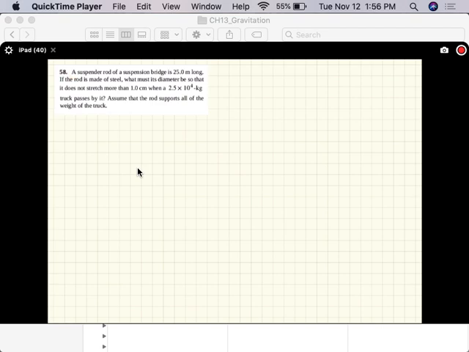Okay, so in this problem it says a suspender rod of a suspension bridge is 25 meters long. 25 meters is roughly the width of this room. So one of those suspension cables is this long.